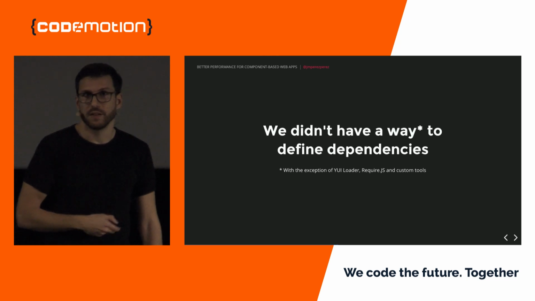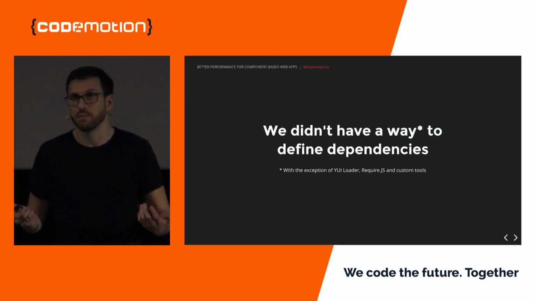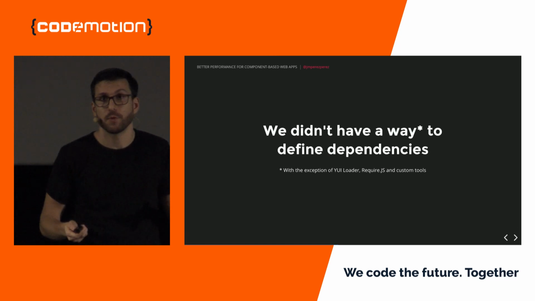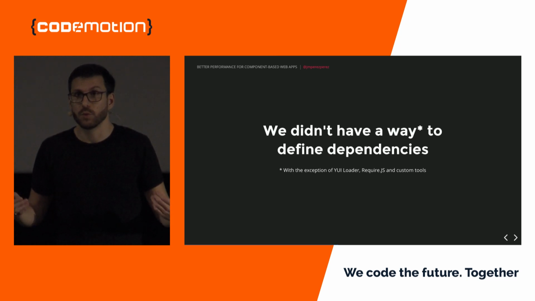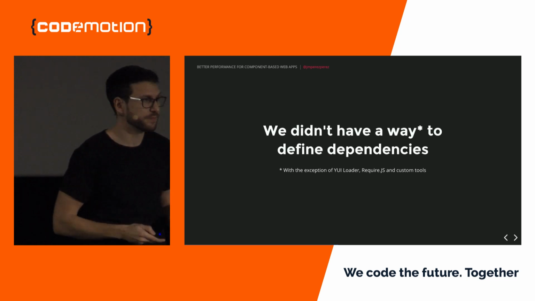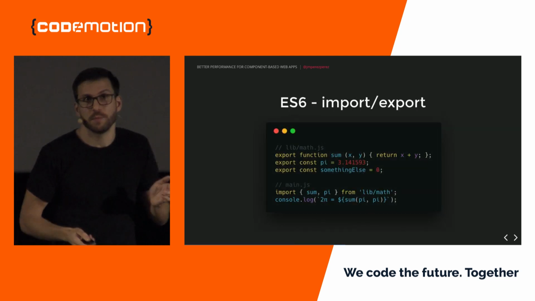Google and Facebook were developing their own tools, but they were closed source. They would talk about them. They would have the same problem. They had applications that were becoming more and more complex on the client side, and they needed to do the same thing. So welcome ES6.